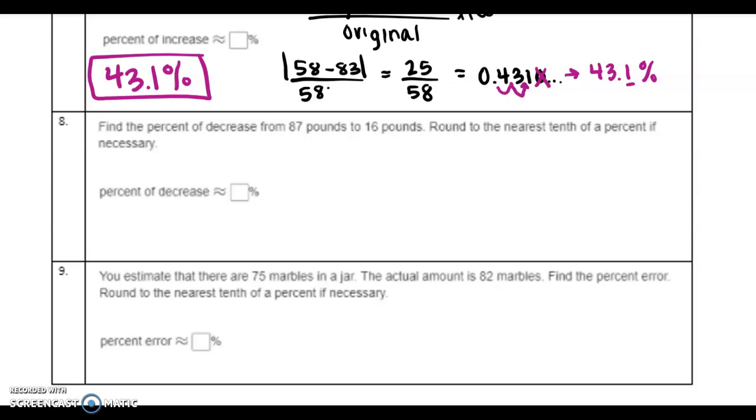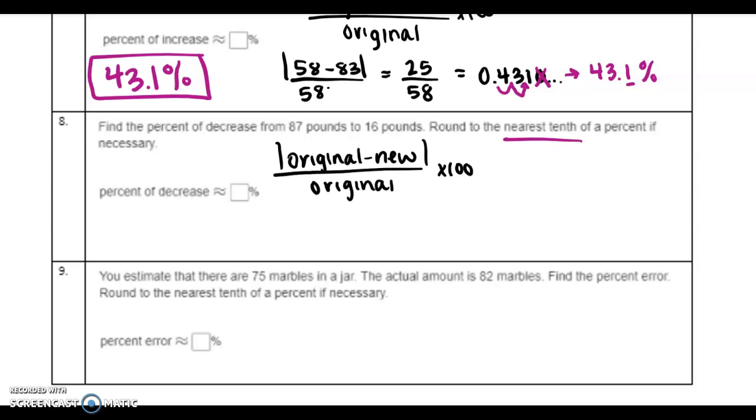Find the percent decrease from 87 to 16 pounds. Round your answer to the nearest tenth of a percent if necessary. So we're going to use the formula, original minus new. We take the absolute value of that and we divide it by our original. So our original was 87 and now we decreased to 16. So we have 87 minus 16. We take the absolute value of that and we divide it by 87. 87 minus 16 is 71.